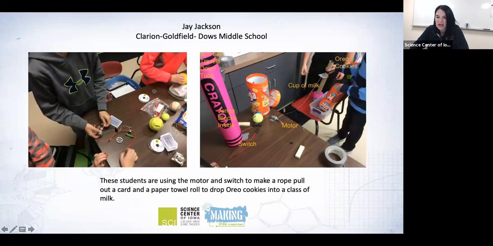And here's another example of them using DC motors. So you can see here the students labeled this picture in this diagram here. They have it set up here where they're going to make it so that the rope pulls out a card and the paper towel roll, and it's going to drop an Oreo cookie into a glass of milk. Again, very creative way of using what we might consider high-tech and low-tech materials all together.